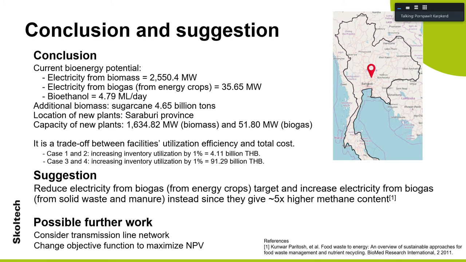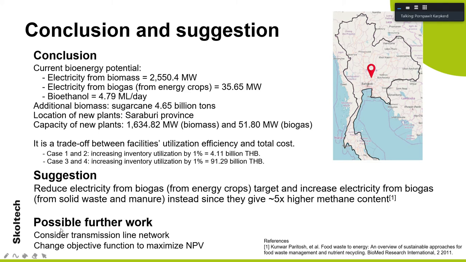However, in the diagram in the two previous slides, we can see the trade-off between facility utilization and the total cost. My suggestion is that Thailand should reduce the biogas from energy crops target and increase the electricity from biogas from solid waste or manure instead, because solid waste and manure give about 5 times higher methane content than energy crops. By doing this, I believe the additional biomass would also be lower, so Thailand doesn't need to grow so much biomass.